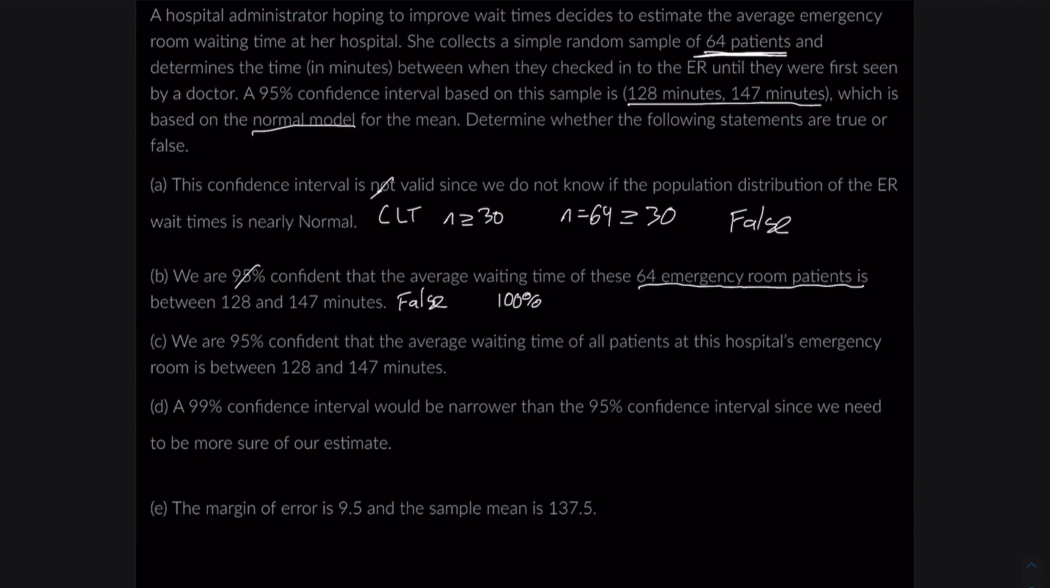And now C says we are 95% confident that the average waiting time of all patients at this hospital's emergency room is between 128 and 147 minutes. So this part is actually true, because that's what a confidence interval is. It says that we're 95% confident that the population mean is in the middle of those. Right? And so that's basically just asking if you know the definition of a confidence interval.